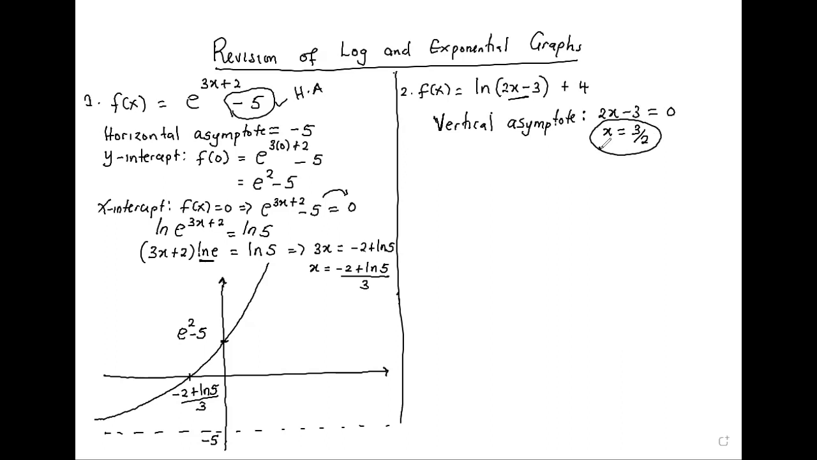From there, you need to find the y-intercept. How do you do that? f of 0, which is ln of 2 by 0 minus 3, plus 4. That will be ln of -3, plus 4. But ln of a negative is undefined. This tells you that there is no y-intercept, because ln of a negative number is undefined.